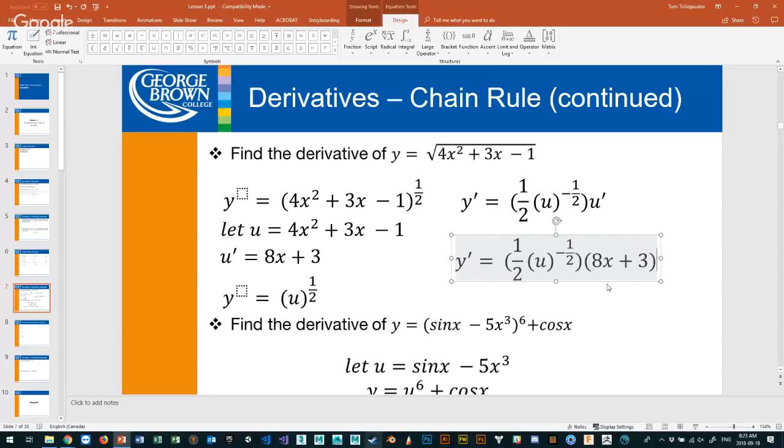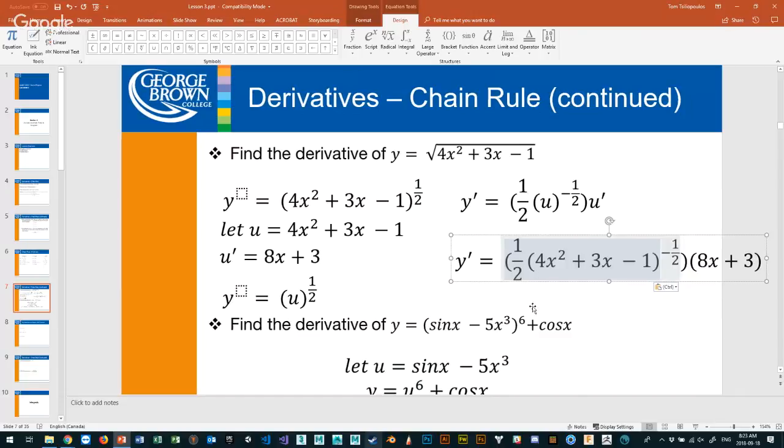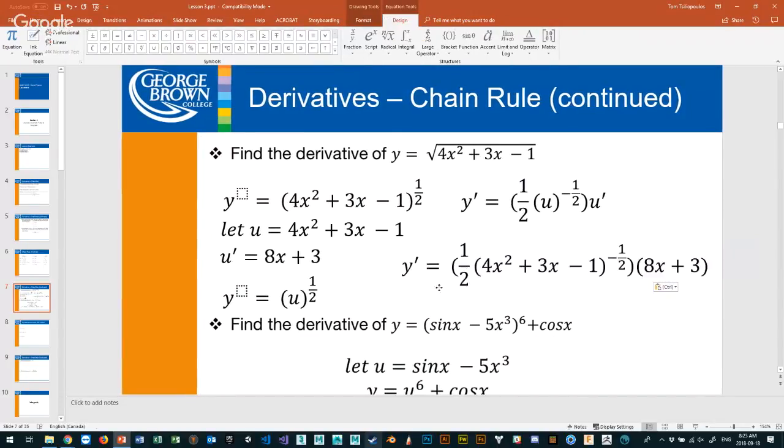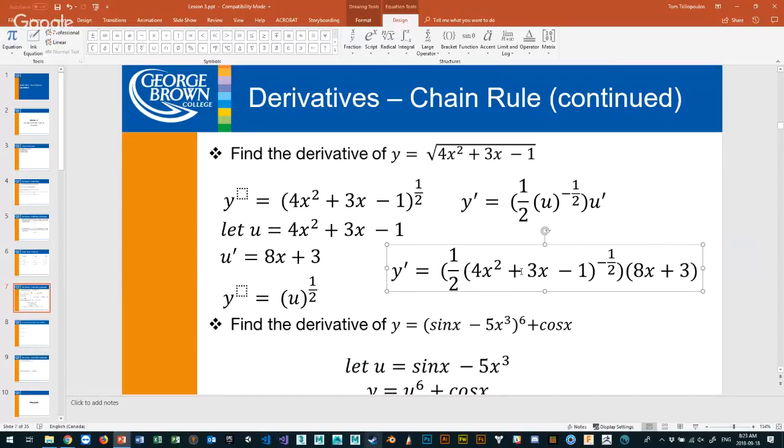y prime is equal to 1/2. Oh, wait, we have to actually sub in u. So we don't eliminate u, right? u is still around. We still need this part, so we still have the original one. It's just that we multiply it by the outer, right? So that's what it would look like.